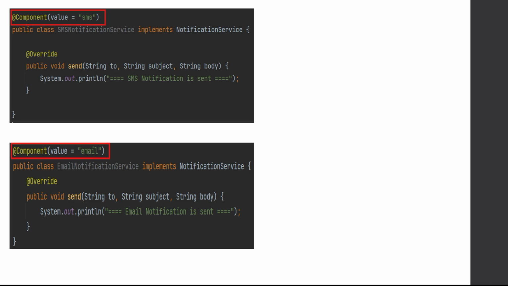These problems can be solved using the @Qualifier annotation. Using the @Qualifier annotation, we can specify inside the NotificationSender which bean should be injected by the IOC container.